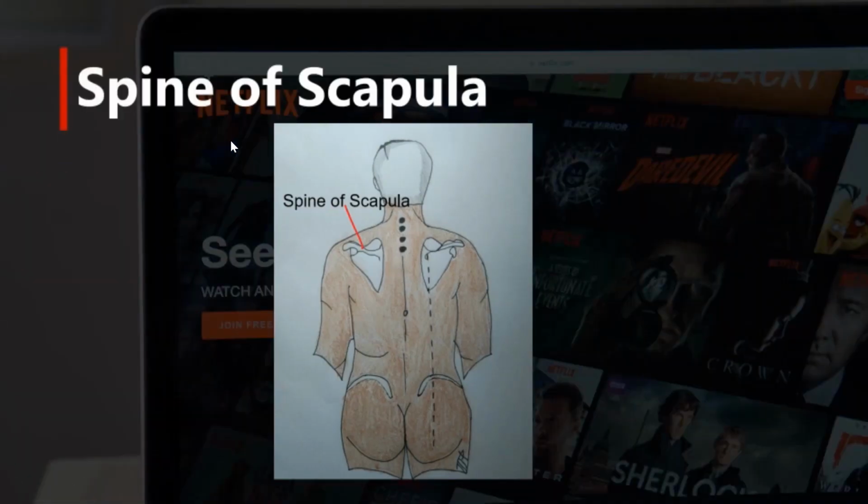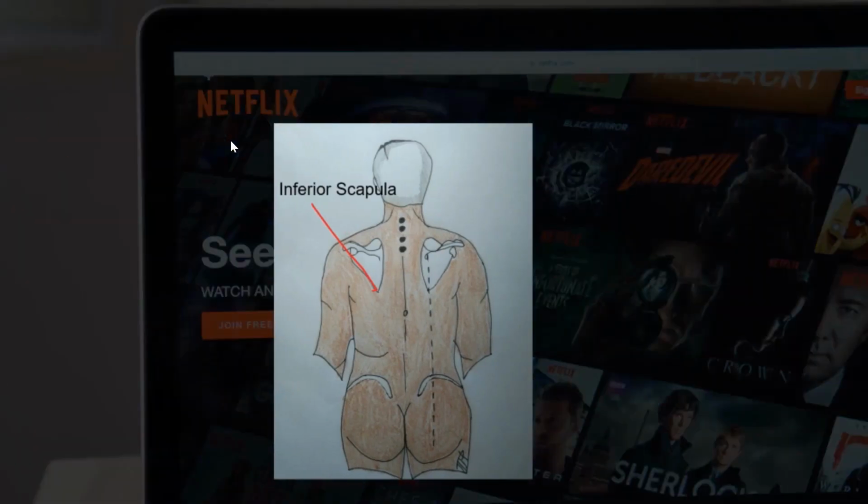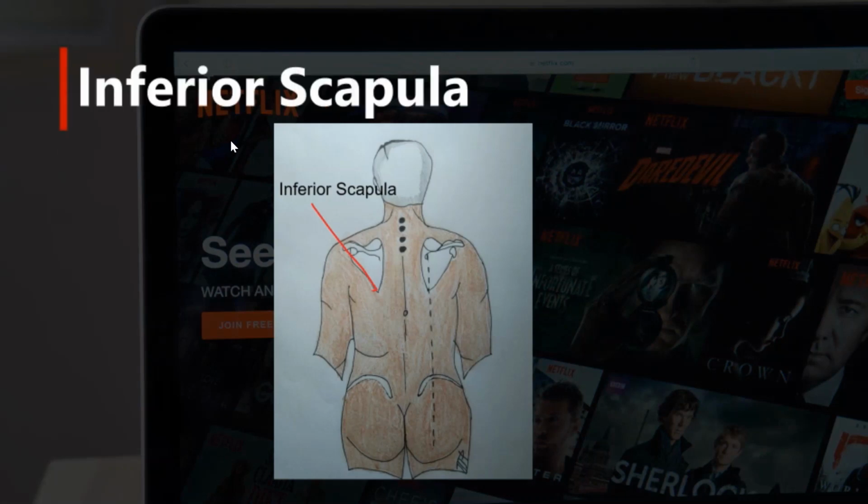Spine of scapula. The spine of scapula is subcutaneous and the root of the spine lies on a level with the spine of the third thoracic vertebrae. And lastly is the inferior scapula. The inferior scapular angle lies on a level with the spine of the seventh thoracic vertebrae.